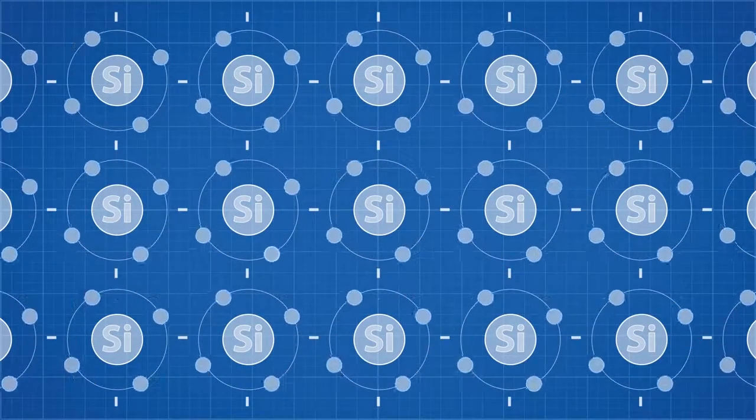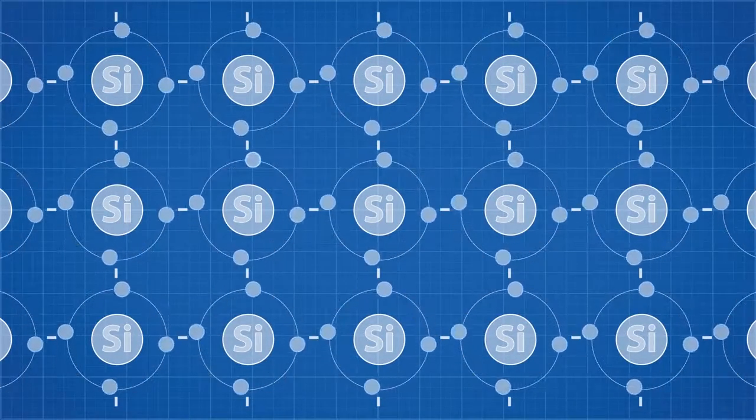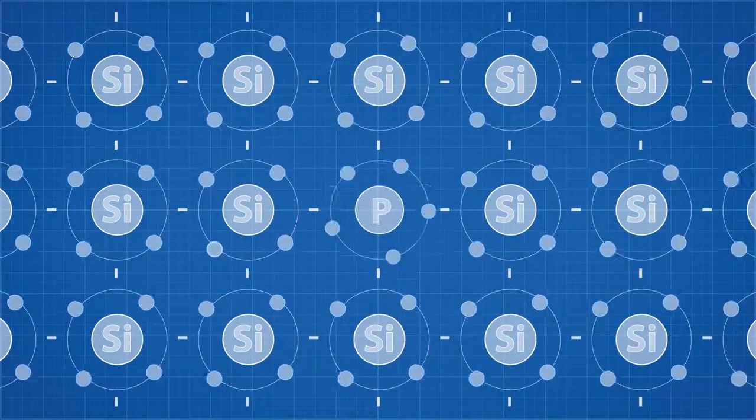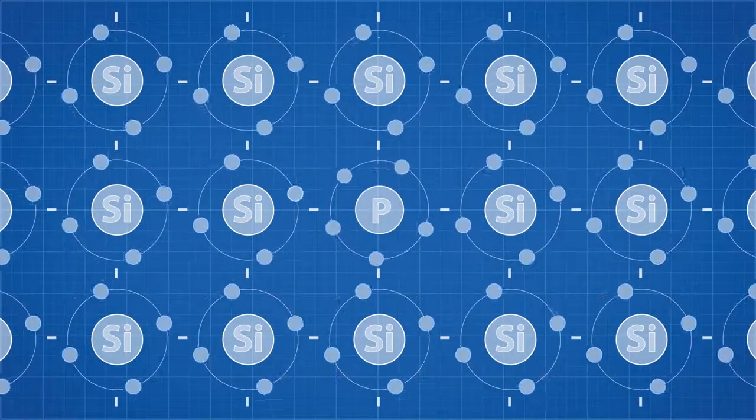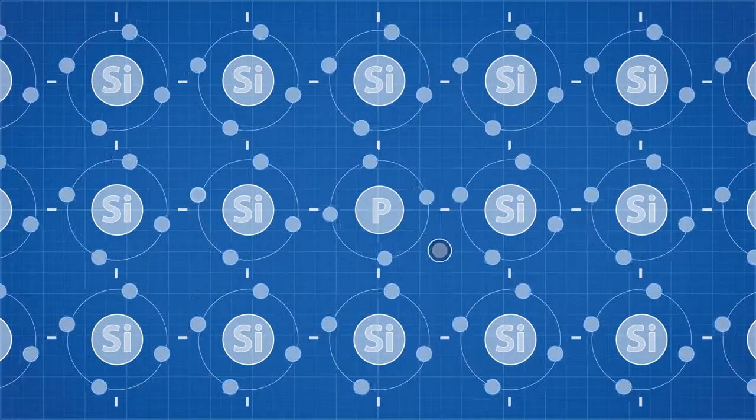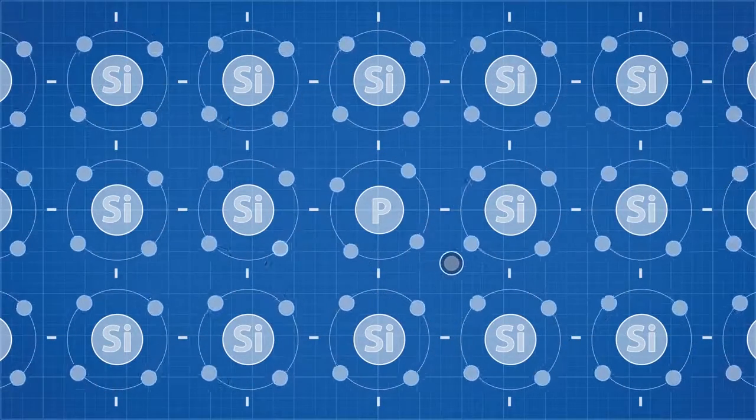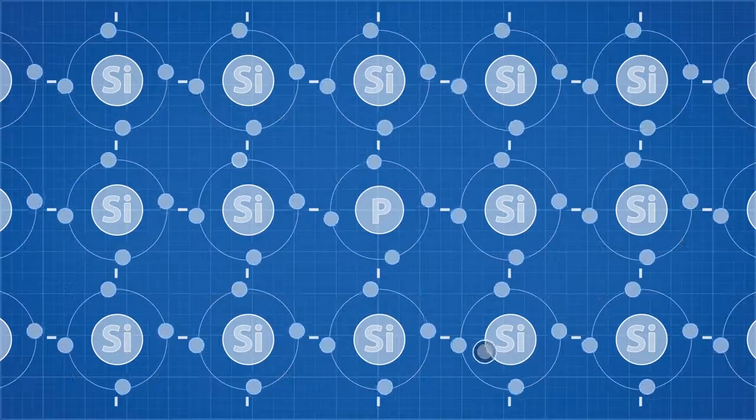Now, if we introduce those impurities to this pure silicon crystal, we can change how it conducts the current. If we add phosphorus, which has 5 electrons in its valence shell, the extra electron is left free to roam the crystal structure. This extra electron makes the n-type negatively charged, which is where the name comes from.